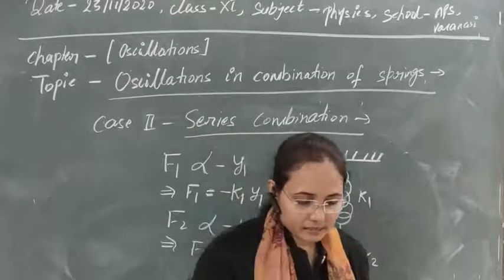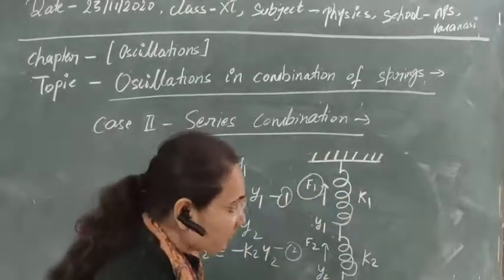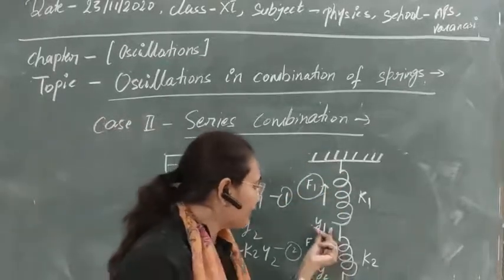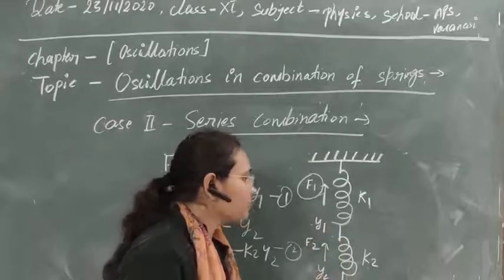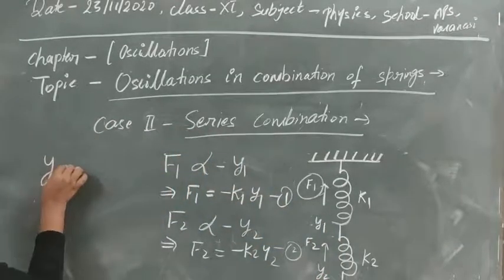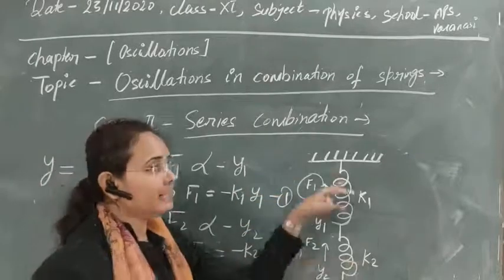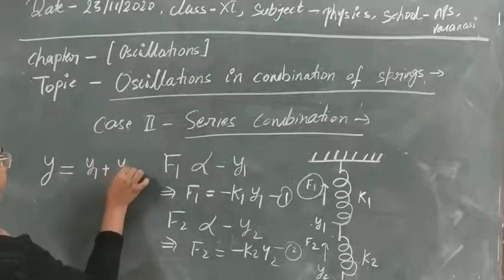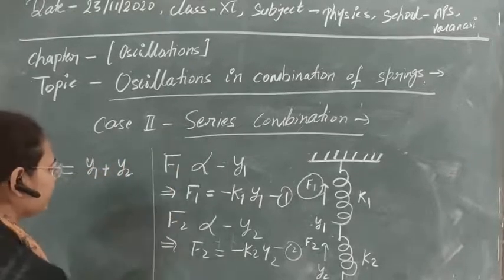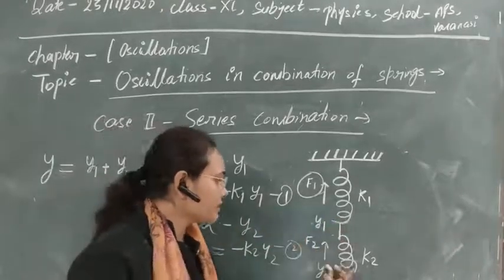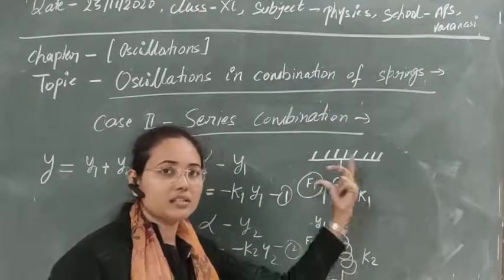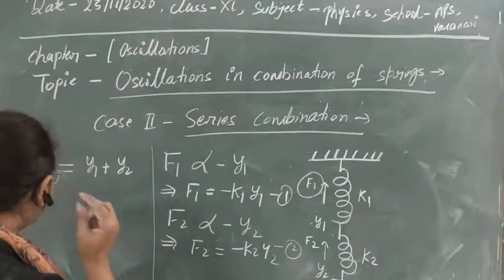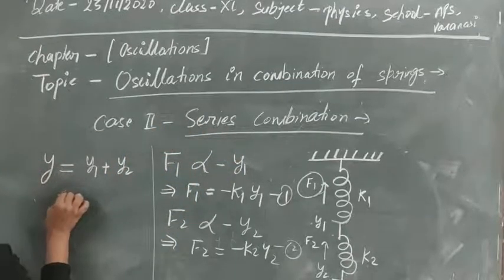Now what is the condition for total extension here? You are seeing that extension y1 is produced here and extension y2 is produced here. So suppose that in the whole system a total extension y is produced, then y will obviously be equal to y1 plus y2. I think there is no confusion in this section, guys. In the whole series combination, total y1 plus y2 extension is produced, and that's why y is equal to y1 plus y2.